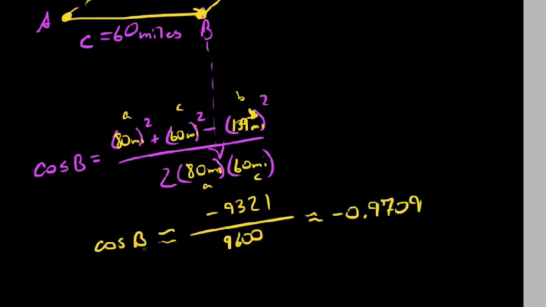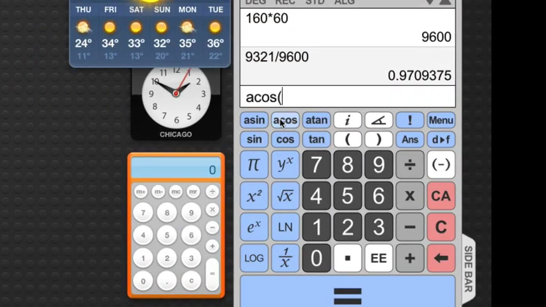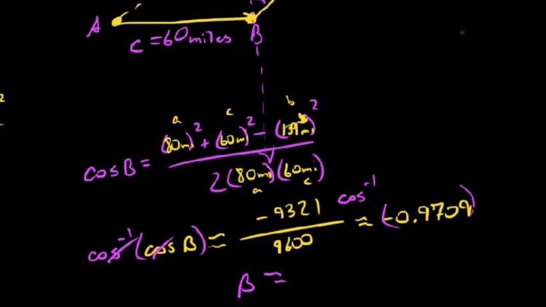So now the only thing we have remaining to do here is take the arc cosine, the cosine inverse, of both sides. So cosine inverse cancels out our cosine over here. We get B is approximately the cosine inverse of negative 0.9709. We get approximately 166 degrees. So we're going to go with the nice rounded off number here, about 166 degrees.